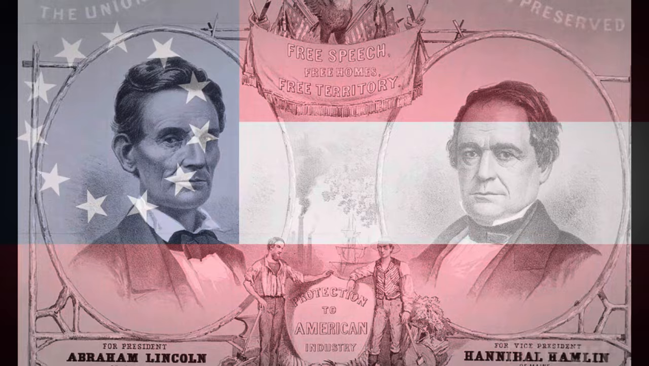Abraham Lincoln won the presidency, which sparked a series of Southern states to secede, beginning with South Carolina in December 1860. Over the next 6 months, 10 more states would secede and join the Confederacy.